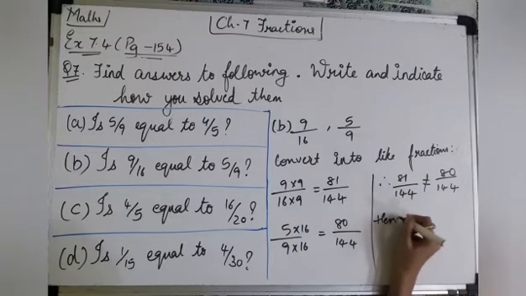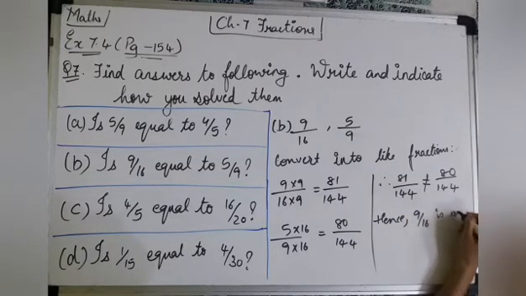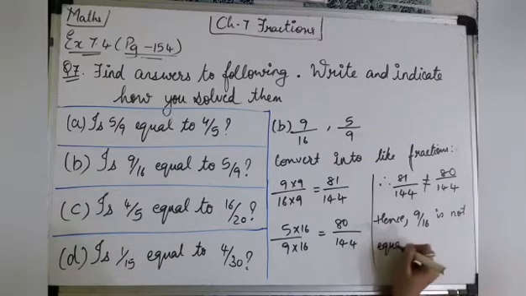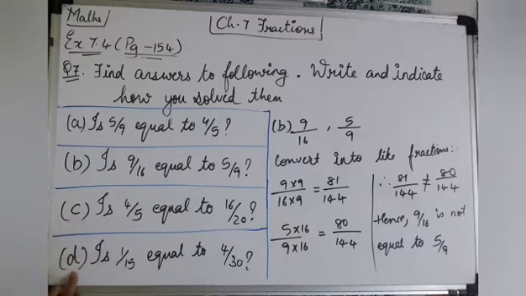what we'll write here also? Hence, 9 upon 16 is not equal to 5 upon 9. Like that way only, you have to solve C and D.